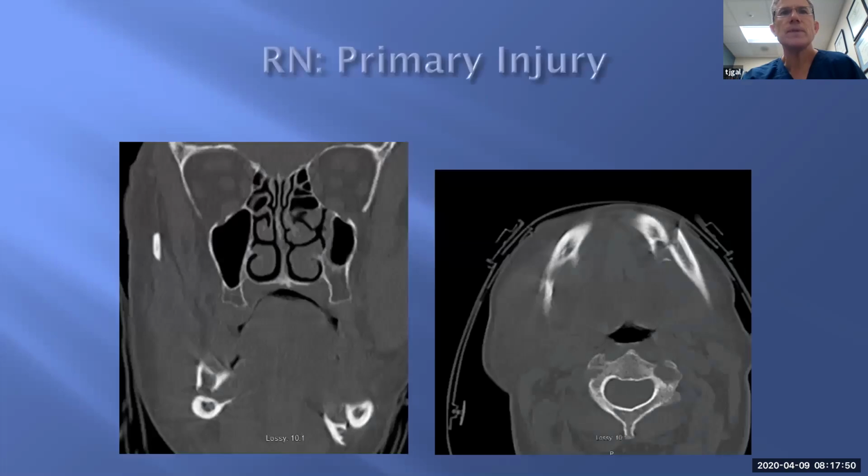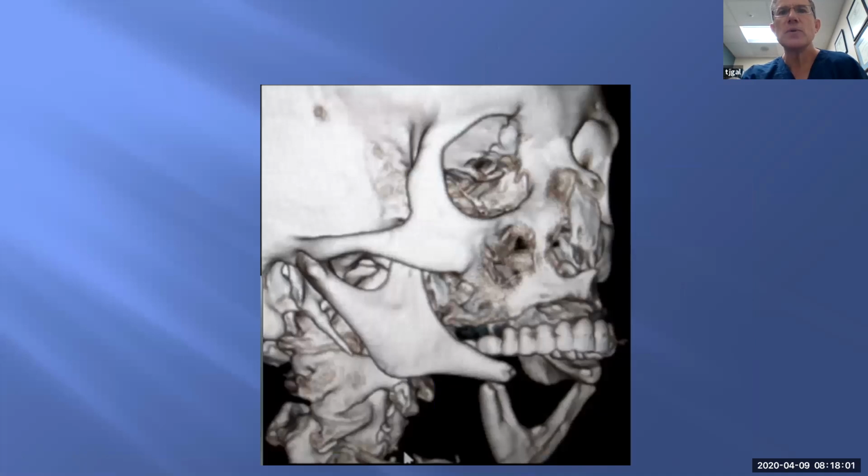Bad repair. This is a little bit difficult to see on these images here. A little bit of motion, but you can see a fairly significant fracture here. Basically, what this winds up is a 3D reconstruction of the same thing. It's an edentulous mandible, multiple fractures. Of a bucket handle.